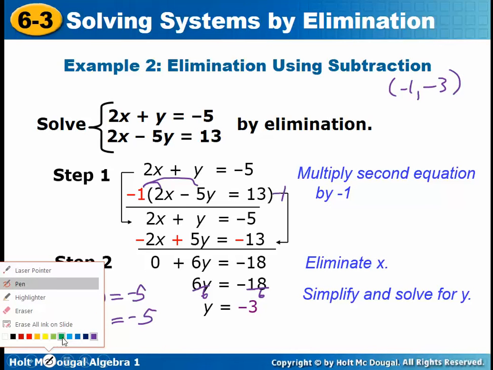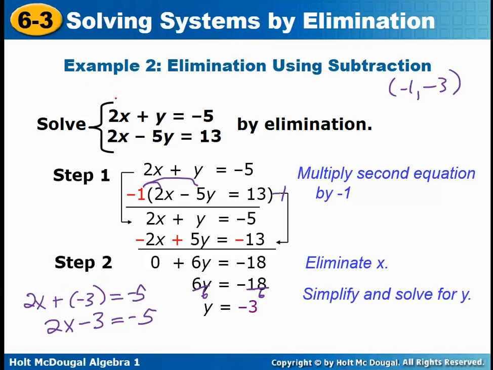So if I'm going to, I'll use red. If I'm going to check this, I would take 2 times the value of x, which is negative 1, plus the value of y, which is negative 3, equals negative 5. And I want to see if this is true. So 2 times negative 1 is negative 2, plus negative 3 is indeed negative 5. So it works in the top equation.